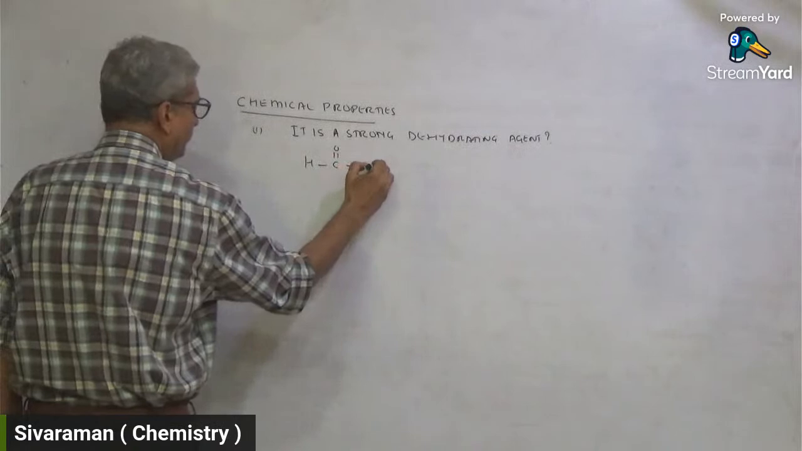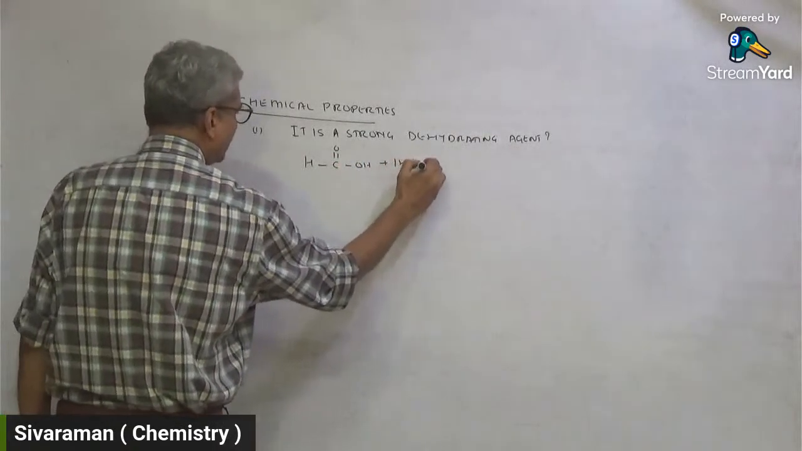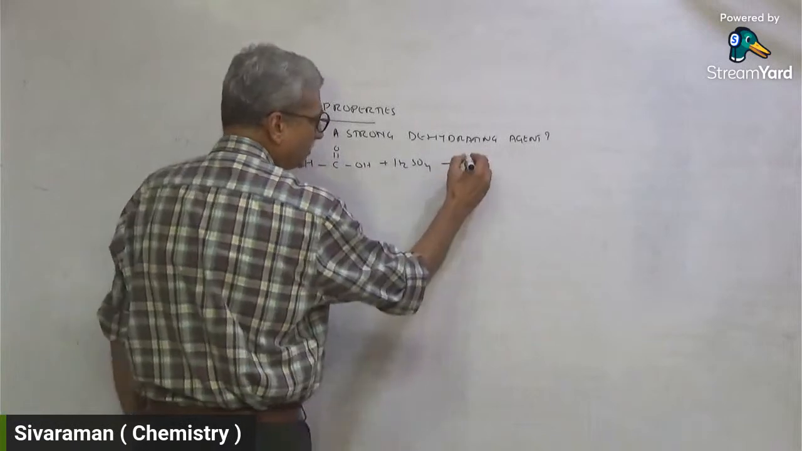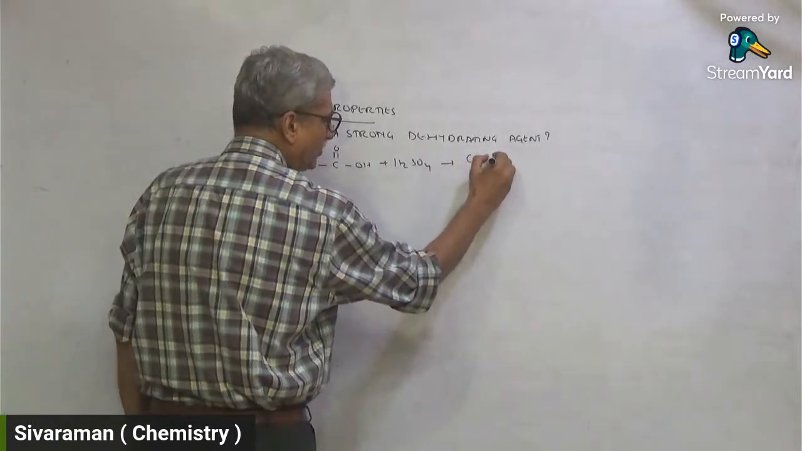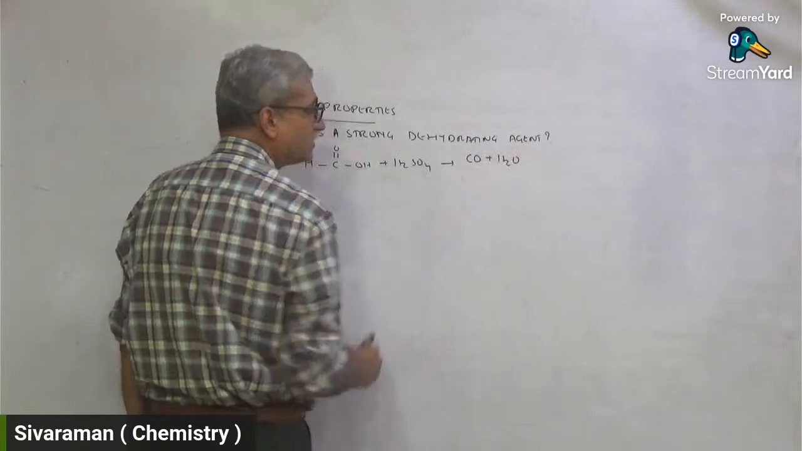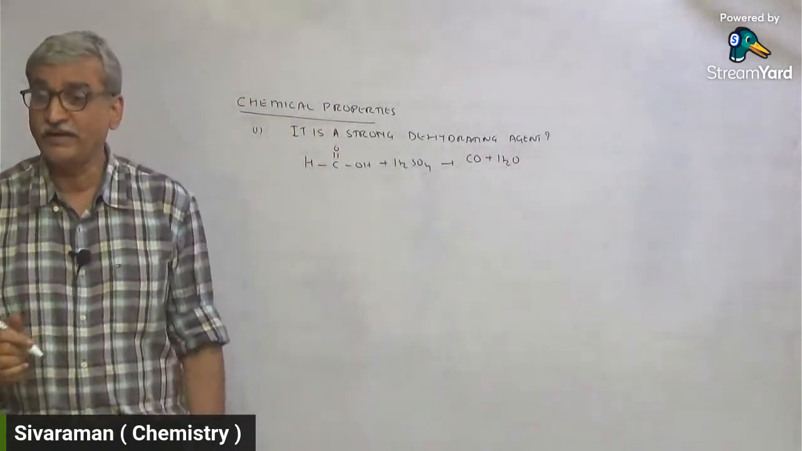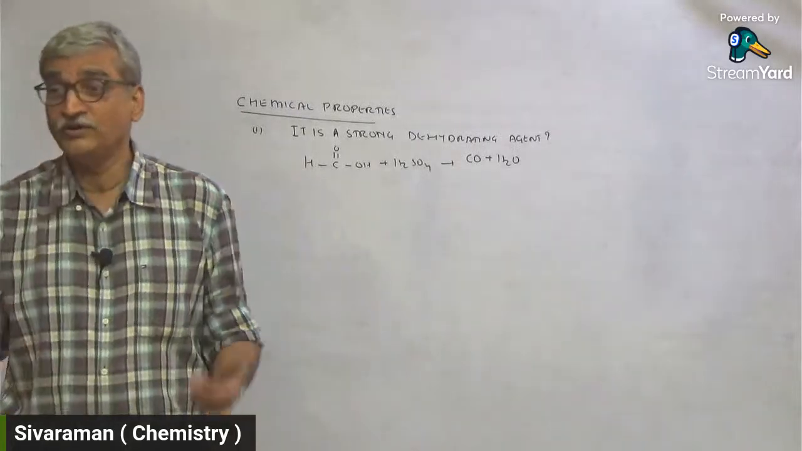HCOOH and concentrated sulfuric acid. You get carbon monoxide and water. So this is one method of preparation of carbon monoxide. You say, sir, why not the other one? That is what you learned.